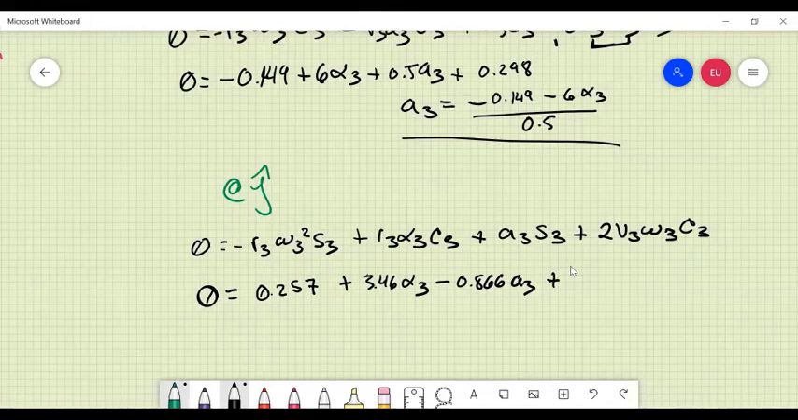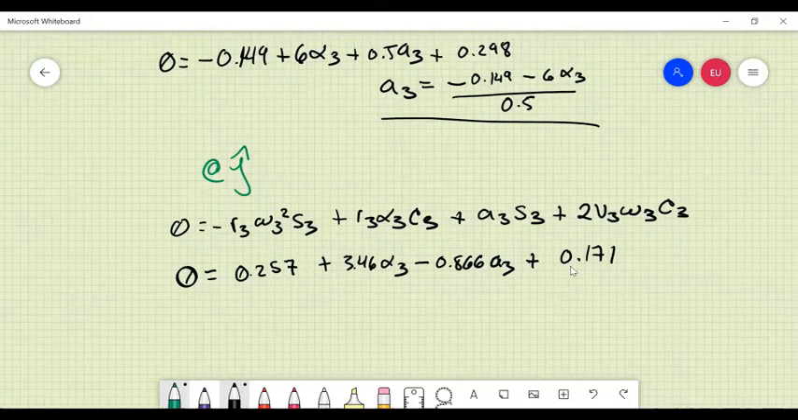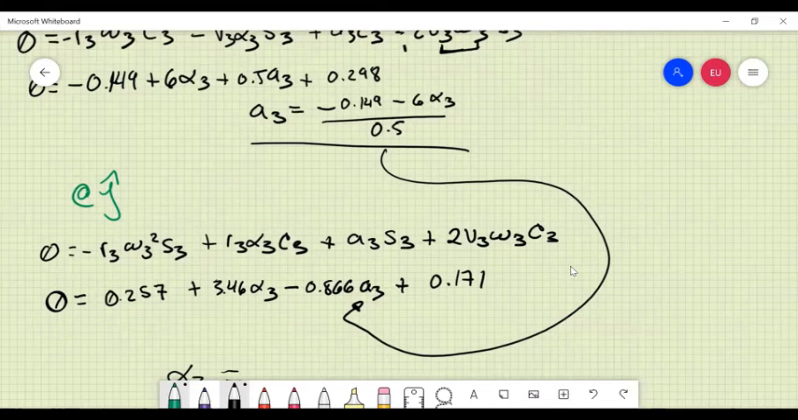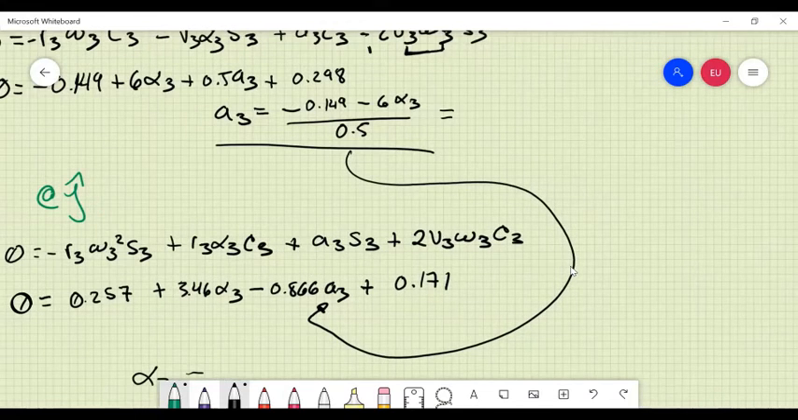Anyone calculated the last one, please? Yeah, I have 0.171. 0.171. Yes. Okay, substitute this one there and work out for alpha 3. This can be further simplified if you want. Minus 0.298 minus 12 alpha 3.